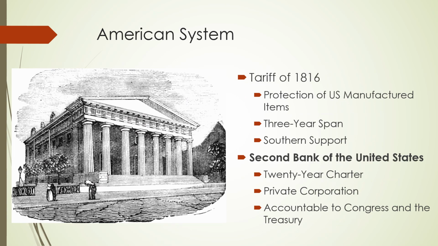So the Tariff of 1816, this goes back to the American System. The Tariff of 1816 is the first tariff passed for the purpose of protecting U.S. manufactured goods. It is not just there for the sake of raising revenue, but actually to protect American manufacturing.